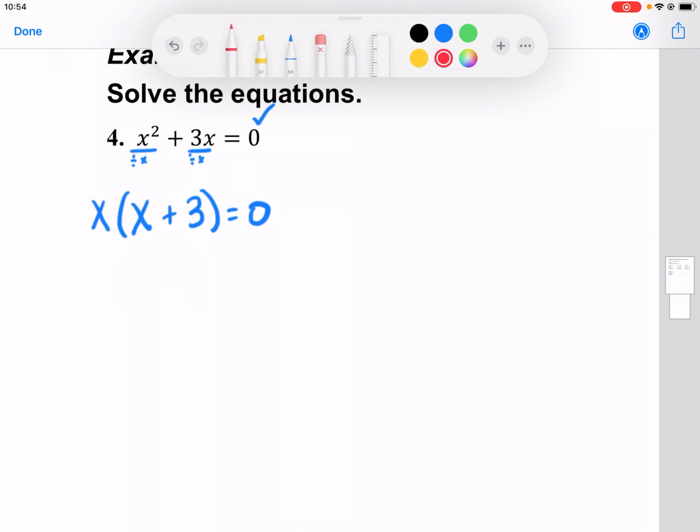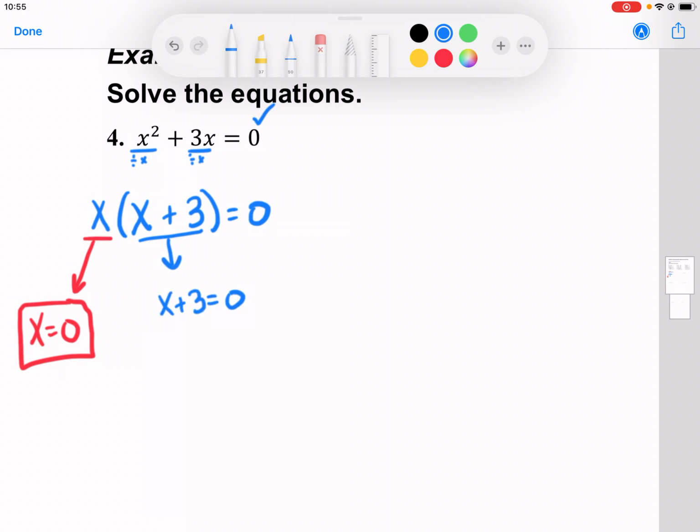Once you've done the factoring part, which is usually the hardest part, all you need to do is take each factor and set it equal to 0. So this one's just x equals 0. This other one, we've got x plus 3 equals 0. And you would just solve by subtracting 3 from both sides, and you get x equals negative 3. So those are your two answers. And typically you'll have two distinct answers. Occasionally you'll just have one.